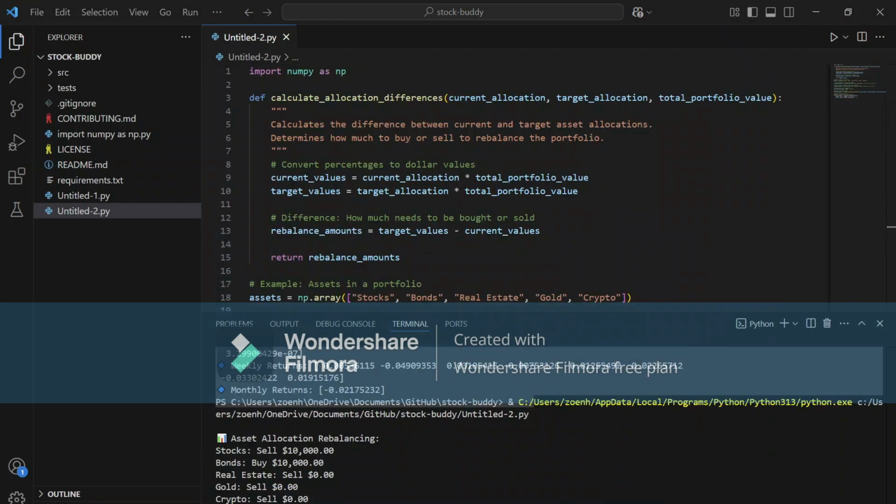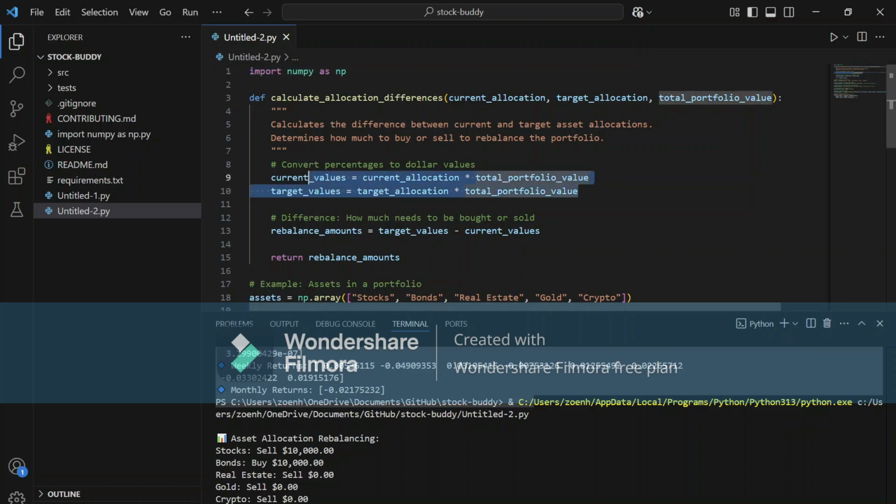Cool. All right, diving into question number 5. We want to implement a sample asset allocation tool. We're going to want to store the current and target allocations in arrays, calculate the allocation differences, and determine the rebalancing needs. So, diving into the code, import numpy. Like we said before, it's good with numbers and math. We want to define our function called calculate allocation differences. It takes 3 inputs: current allocation, target allocation, and total portfolio value.